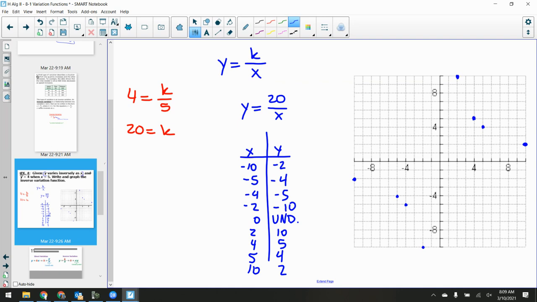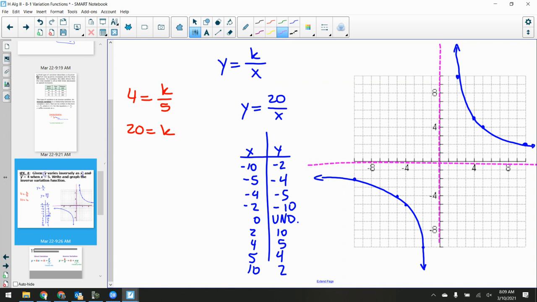This is what this graph is going to look like. That's what we have. This is what's called a rational function. It's got 2 tails to it, 2 pieces to it. There's actually a horizontal and a vertical asymptote to it. It's going to lie tangent to those asymptotes on either side, up and down, left and right. Okay?